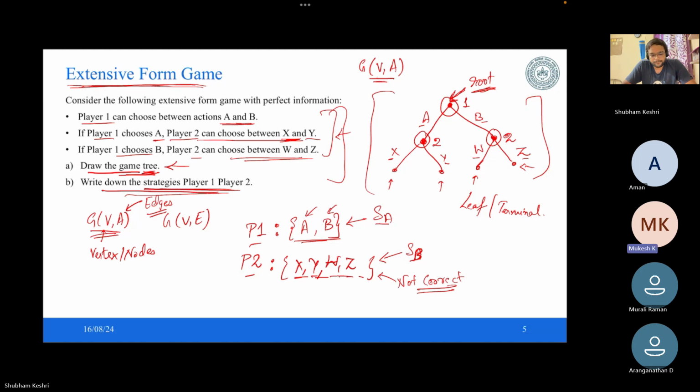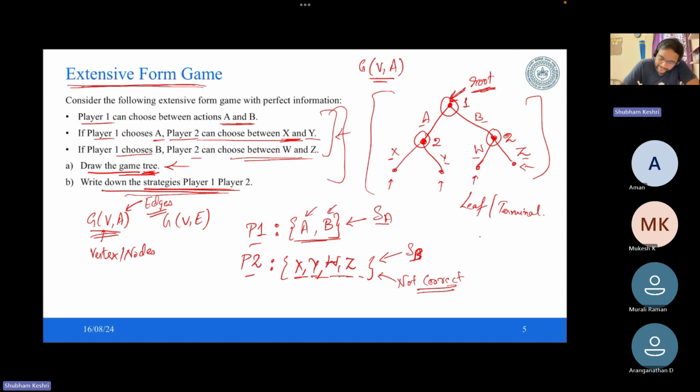So technically, all four are not available at the same time. X, Y is available at one time if player 1 plays A, or Y, W, Z. So it will be sets of actions. So whether you have seen this week's lecture? There's no issue. You can say.